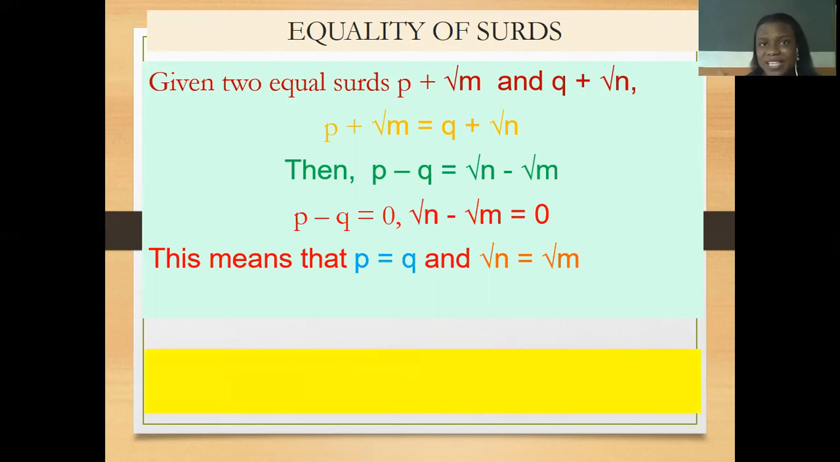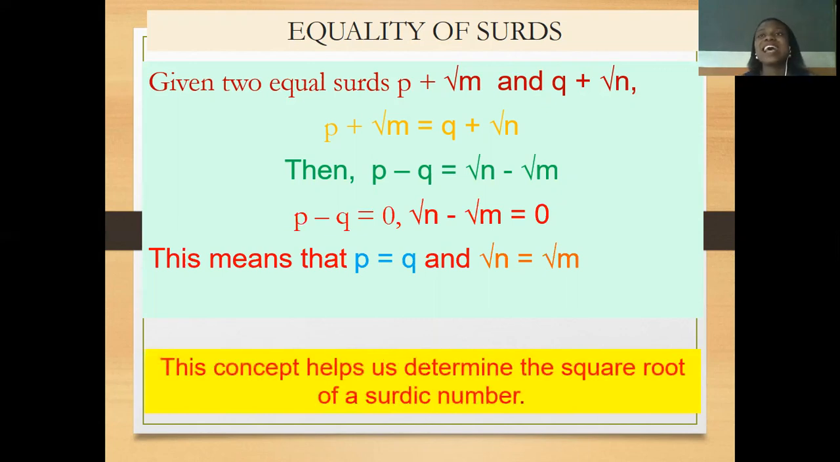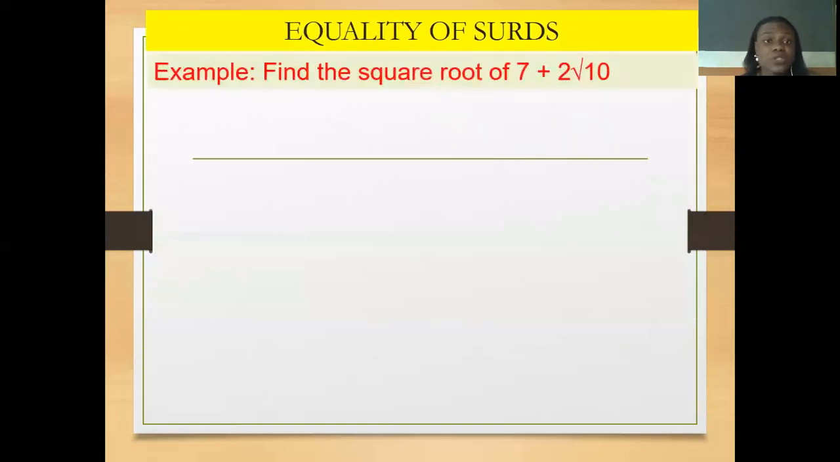Now, why are all these things I have just mentioned important? I'll tell you why. They are important because in a scenario where you're asked to find the square root of a surdic number, you need to make use of equality of surds. You need to make use of this understanding of this concept to find the square root of a surdic number. I'll give you an example of finding the square root of a number.